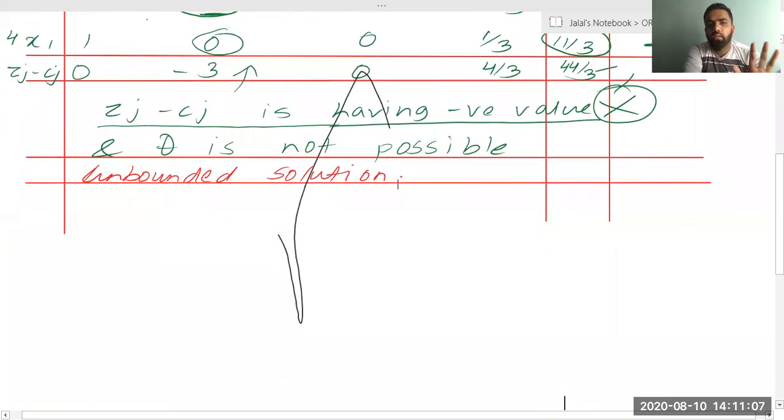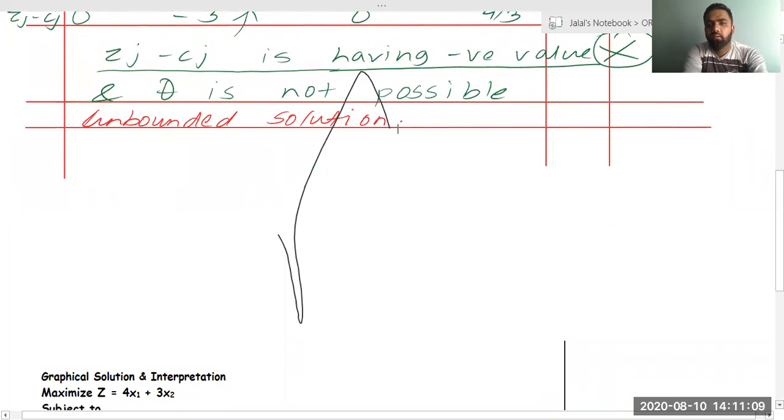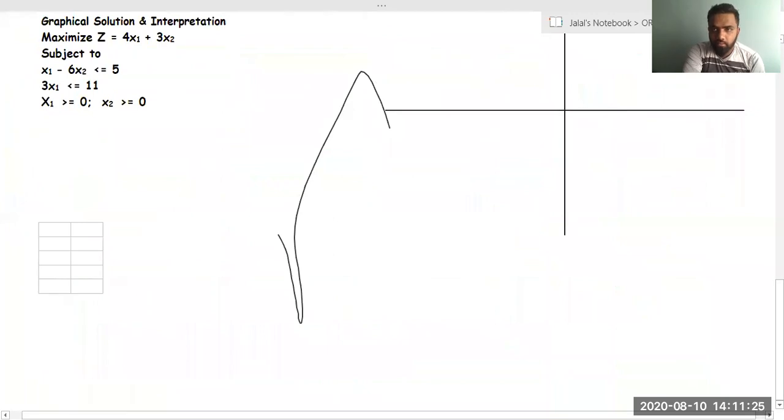One thing is for sure, if theta is not... who has done this thing? Please remove it. It is not possible for me to remove. What is this here?